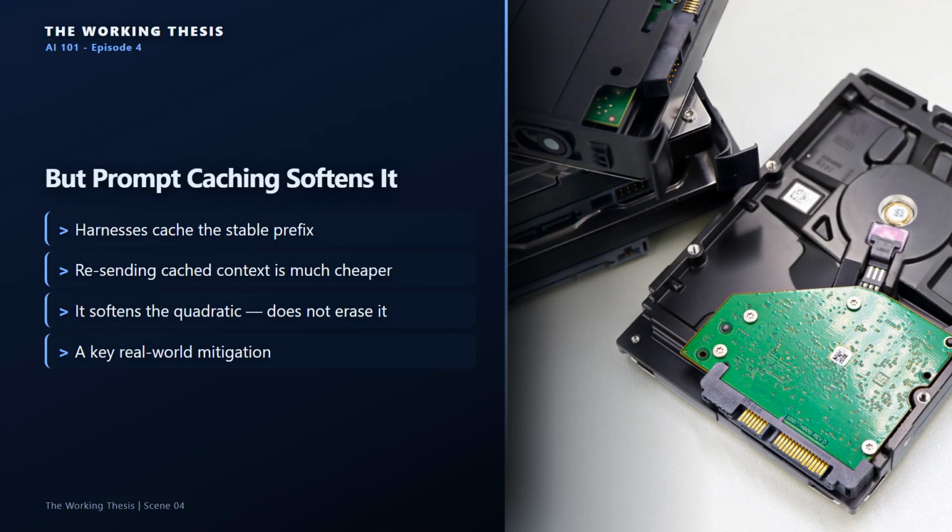Prompt caching softens the blow of that quadratic growth. It prevents the system from grinding to an absolute halt. But it does not erase the cost entirely.